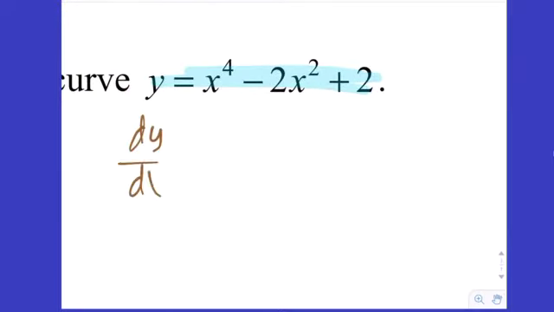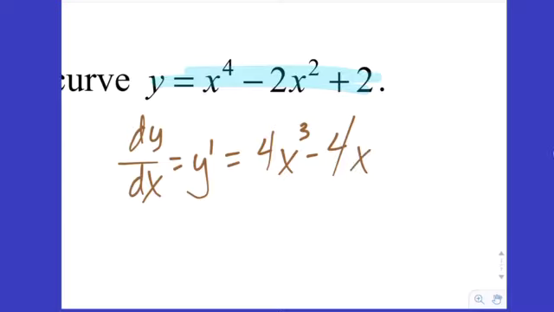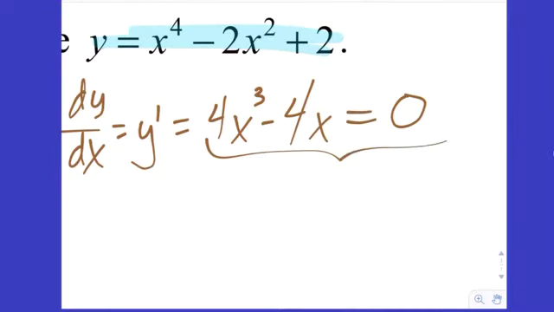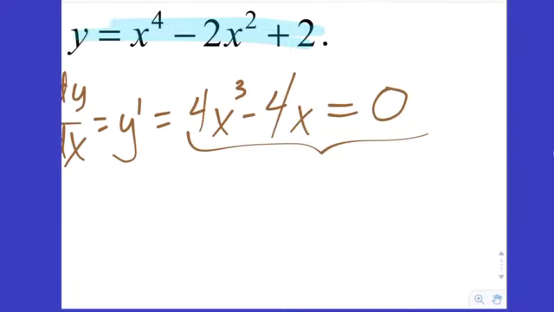So I just go dy dx, or y prime. I'll do both this time. 4x cubed minus 4x plus 0. And now we'll set it equal to 0 because that's the slope of a horizontal line. And now I have a conditional equation. When you set something equal to 0, remember your plan is to F it, which is what? Factor it. And the first rule of factoring is to look for the greatest common factor.